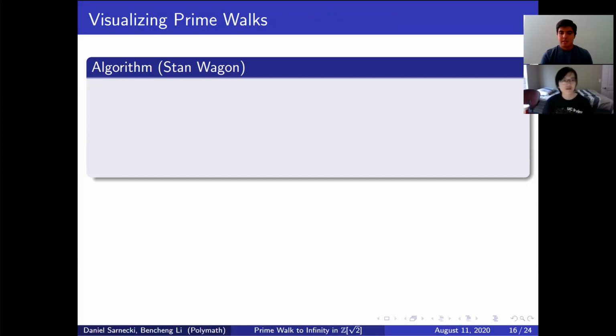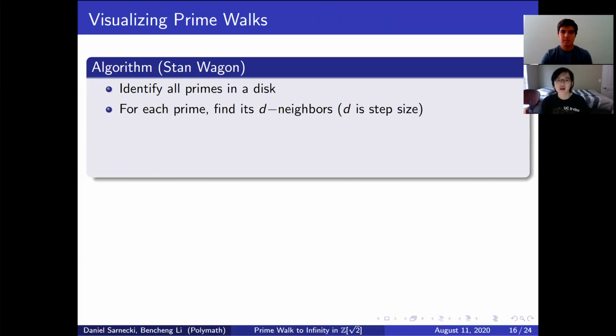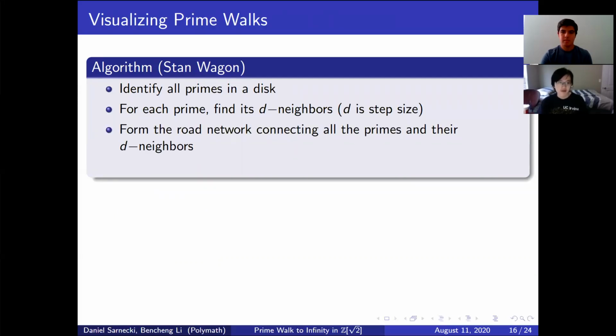Okay, next I will talk about our algorithm to visualize prime walks. It's by Stan Wagon's book, Gaussian Number Theory, and there are 4 steps altogether. The first one is to identify all primes in a disk, and then we try to find all the d neighbors for each prime. Next we will form the network connecting all the primes and their d neighbors. And finally, we find the connected component of root 2, which is just our starting point of a prime walk.